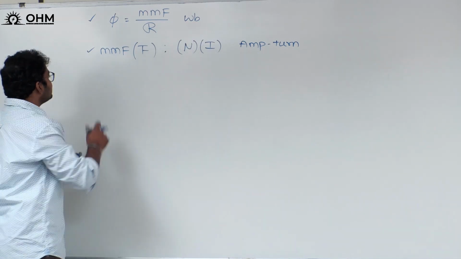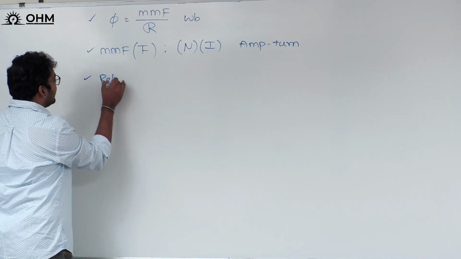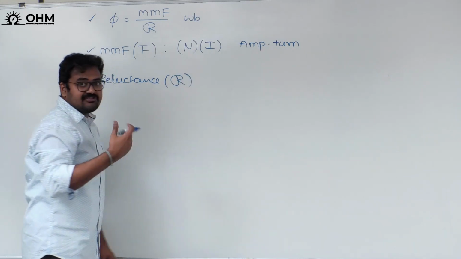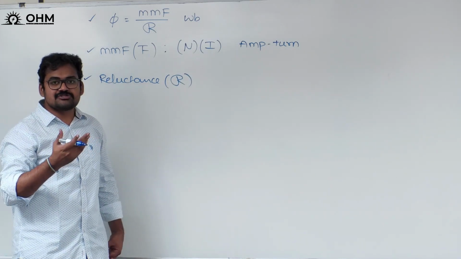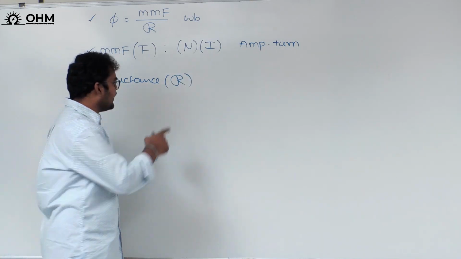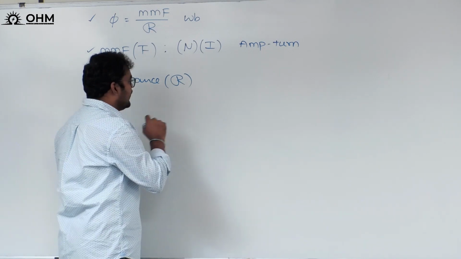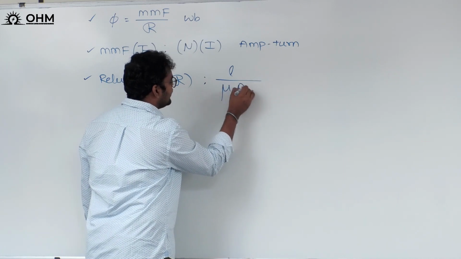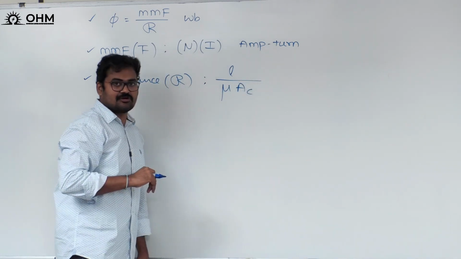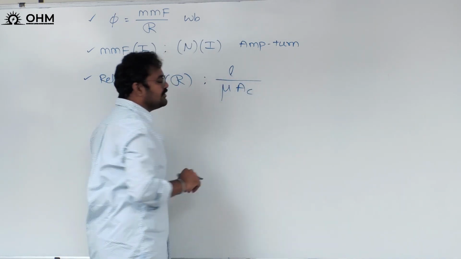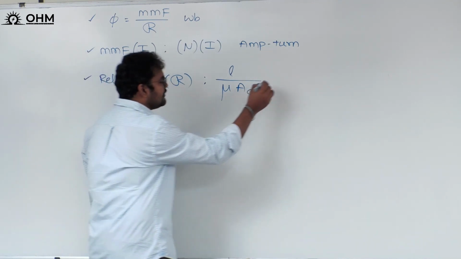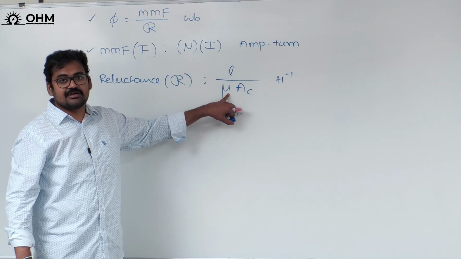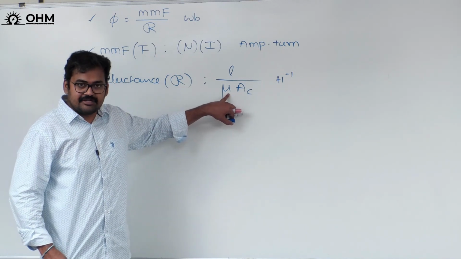And what is meant by reluctance? Reluctance is nothing but the physical property of the magnetic medium which will oppose the flow of field flux. It is opposition for flux. And what is the formula for reluctance? It is length divided by mu times cross-sectional area, and the unit will be Henry inverse, where mu is nothing but the permeability of the magnetic medium.